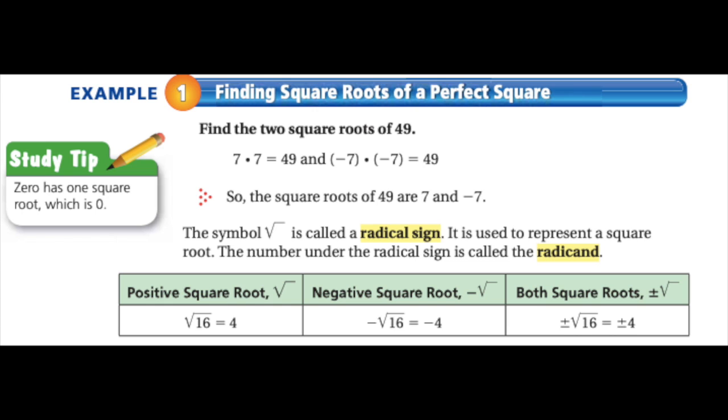All right. So if you're looking at that table, that chart, you can see the positive square root. Square root of 16 is equal to 4. And then you have where there's a negative sign out in front of that square root sign, or the radical sign. So you have negative the square root of 16, which would give you negative 4. And then you can also see it where it is plus or minus the square root of 16, which would then give you the result of plus or minus 4.